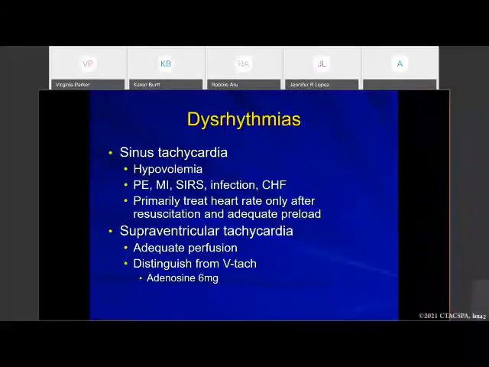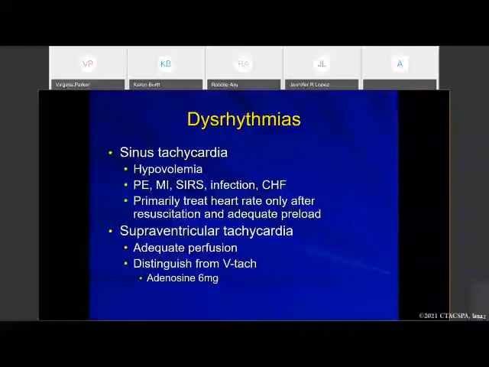For dysrhythmias, you can have sinus tachycardia. Of course, you always think of hypovolemia, but you can see some of the other things that can cause sinus tachycardia. You don't want to treat the heart rate with a beta blocker if they have hypovolemia, because you're just going to make them hypotensive.